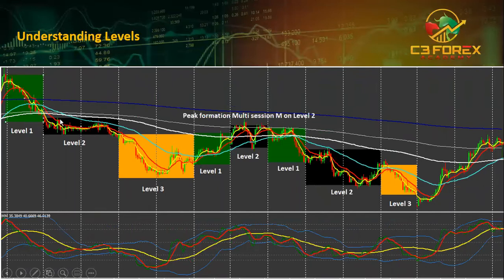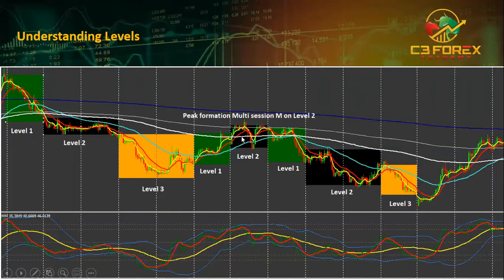Level two, 50, 200 EMA cross. Level three, broke the low of level two. Level one, 13, 50 EMA cross, close above. Level two, they gave you an anchor on level 2, multi-session information.